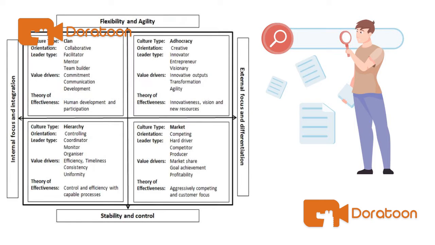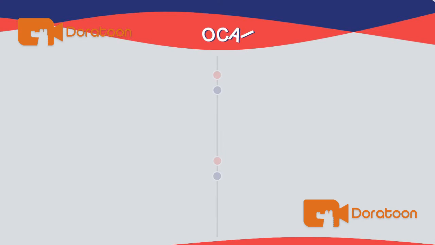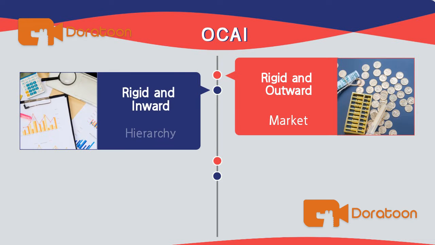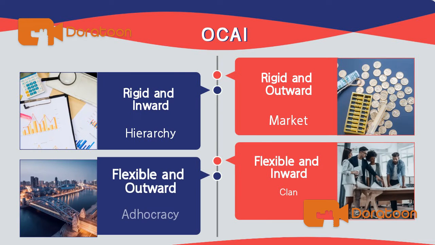We also used a tool known as the Organizational Culture Analysis Instrument, referred to as OCI, to help us with our examination of culture. The OCI characterizes culture into 4 architects depending on 2 dimensions. The first dimension looks at flexibility or rigidness of a culture. The second dimension considers the inward or outward orientation of a culture type.